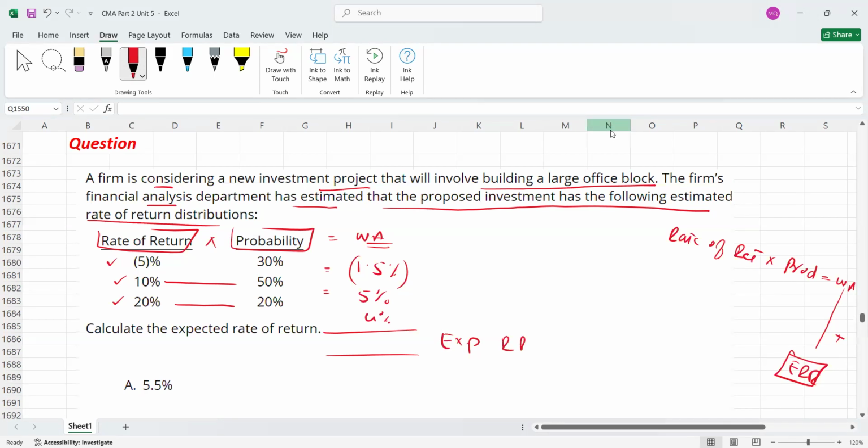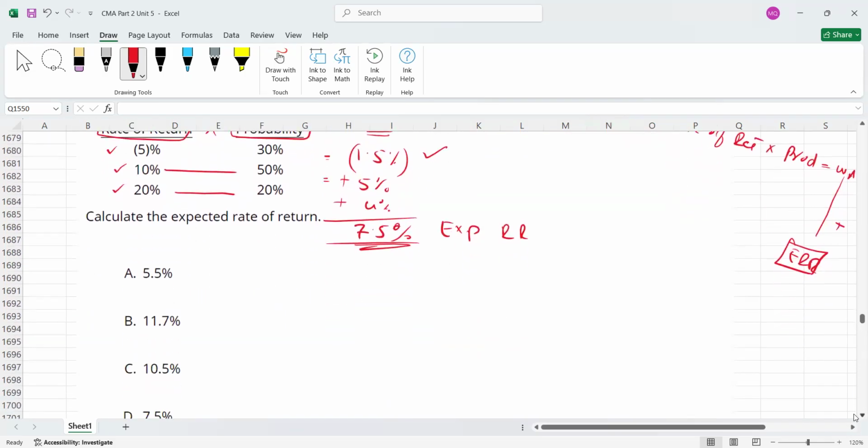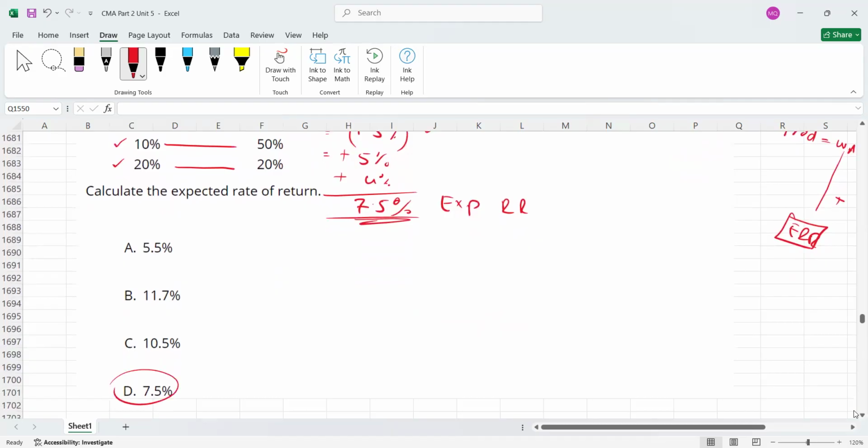Expected rate of return. This first one is a minus figure, right? In the calculator, write minus 1.5, then plus 5% plus 4%. You will get 7.5%. This is your answer. This is the simplest question, but this kind of question can also appear in your exam. The reason I included this question is that in your exam they may ask you just to calculate the expected rate of return, so you should have an idea how to find it. So option D is the correct answer.